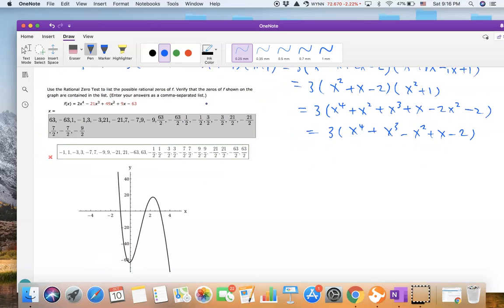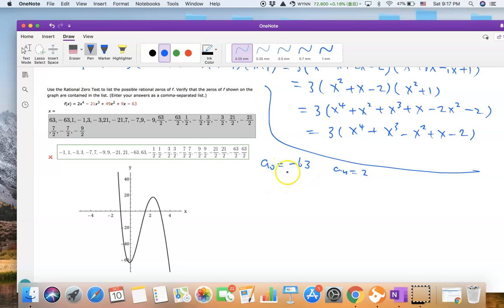Okay. The second question: use the rational zero test to list the possible rational zeros of f. Verify that the zeros of f shown on the graph are contained in the list. So first, we're going to use the rational zero test to find all the possible zeros. To do that, I first find the constant and the leading coefficient.